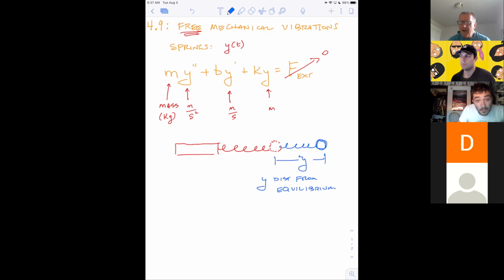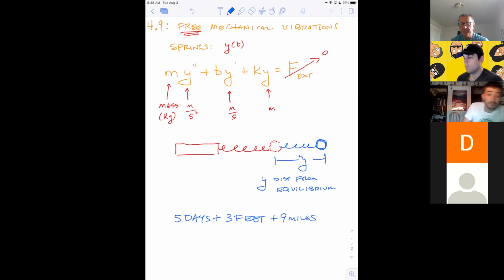Now, if you're going to add all these things together and have it be 0, does it make sense? It can't be like 5 days plus 3 feet plus 9 miles. Notice at least feet and miles are both distances, but you can't add things together that don't have the same units. So think about that. These all have to be the same units, don't they?